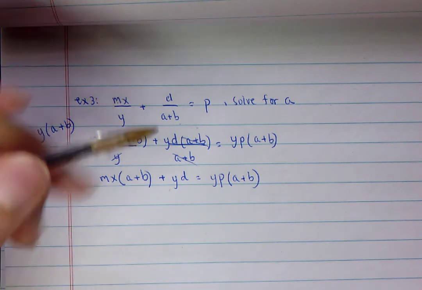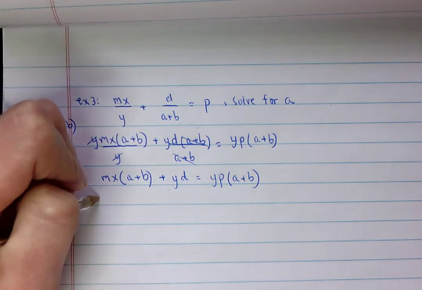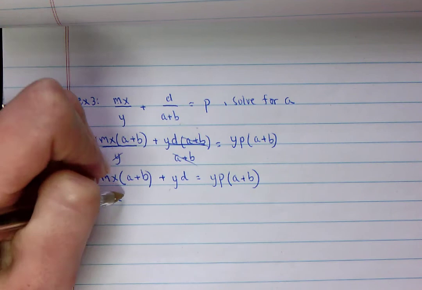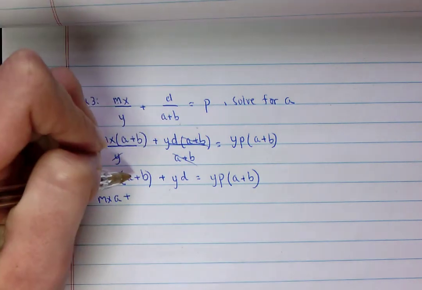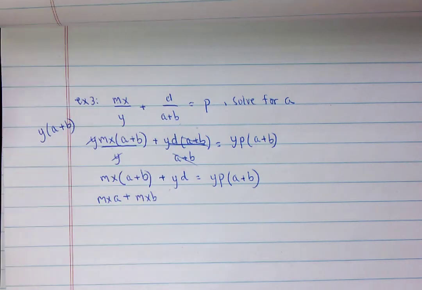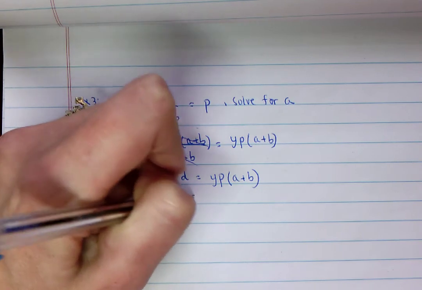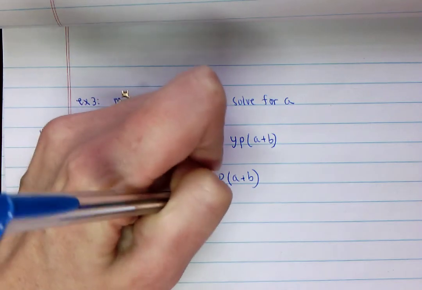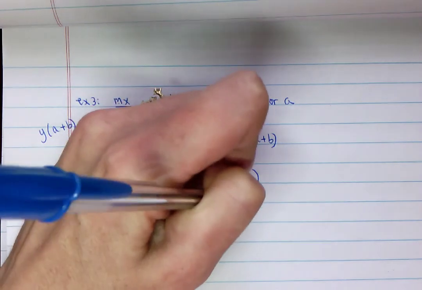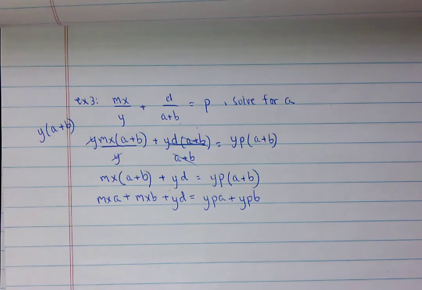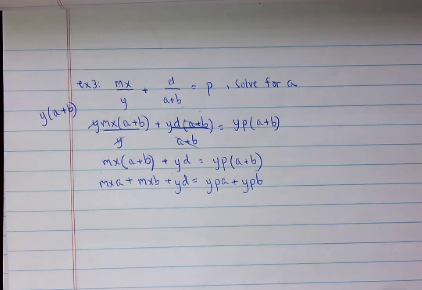So here I go, distributing: m x a plus m x b plus y d equals y p a plus y p b. And I know that these are out of alphabetical order. I normally am a real stickler on that, but just for the sake of showing you I'm just distributing, I'm not going to put them in order right now.